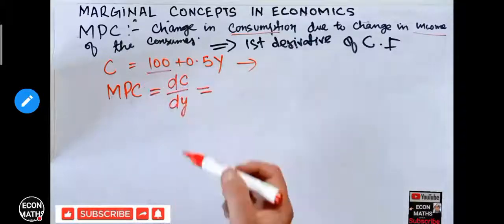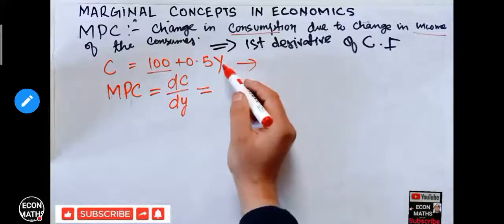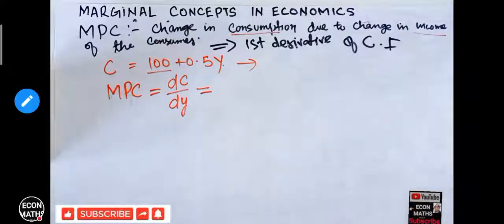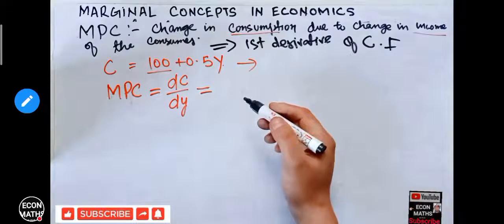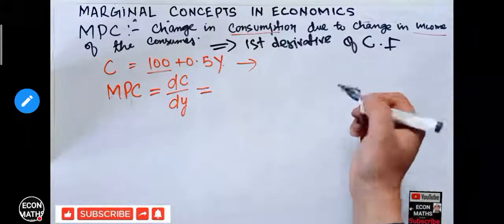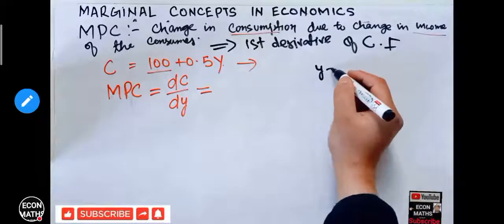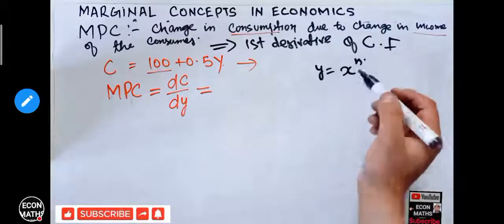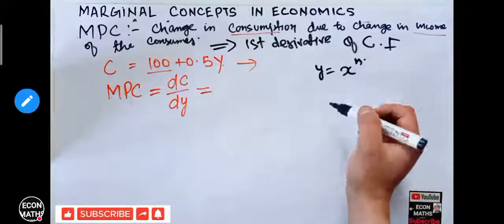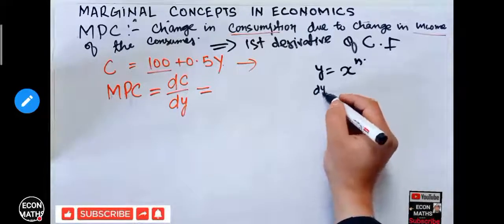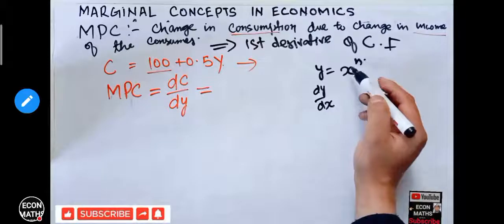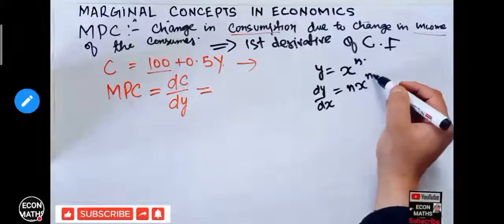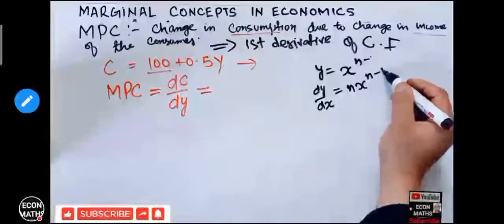It is simple here. The derivative of a constant, as I have told you, is always 0. Here we have only y, and the derivative of y is 1. I will also explain how it is 1. First of all, we know the power function rule. If we are given y is equal to x to the power n and we differentiate this function with respect to x, this is simply dy by dx. We take this n, it becomes the coefficient, so it is n times x, and we subtract 1 from the power, so this becomes n minus 1.